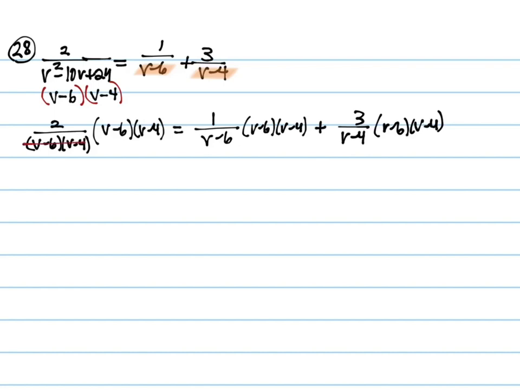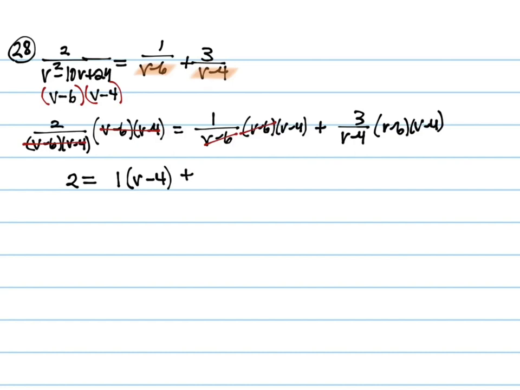Now on the left-hand side, what I'm multiplying by is exactly the denominator, so those two are in fact like the value 1. I'm multiplying and dividing by the same thing, so I'm left with the number 2. On the right, part of what I'm multiplying by is the denominator. The other part is still there, so I have the numerator times the other portion I'm multiplying by, which is v minus 4.